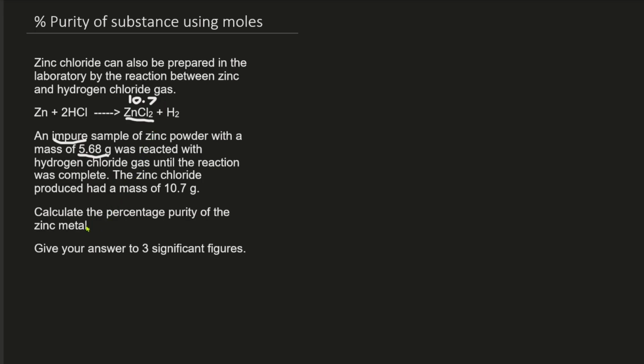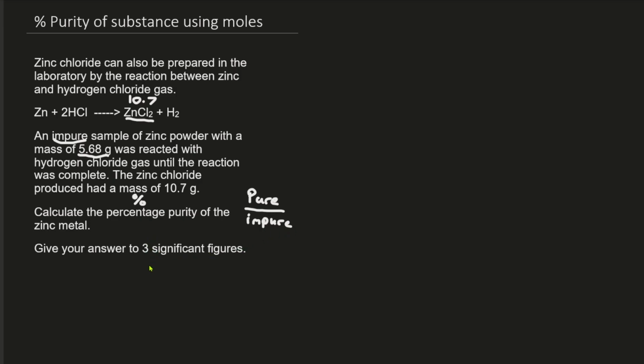Interesting information. Calculate the percentage purity. So here we're looking at percentage, and we know that we've got to see basically how much of the pure sample out of the impure sample we have. So already you should be thinking about, I need to find the pure one, divide it by the impure one, times it by 100 to get my answer.